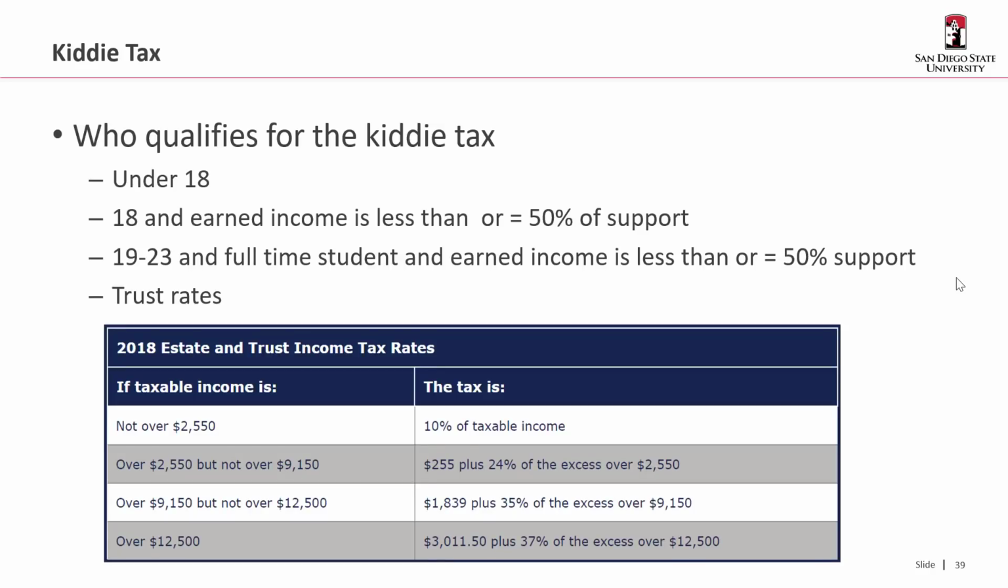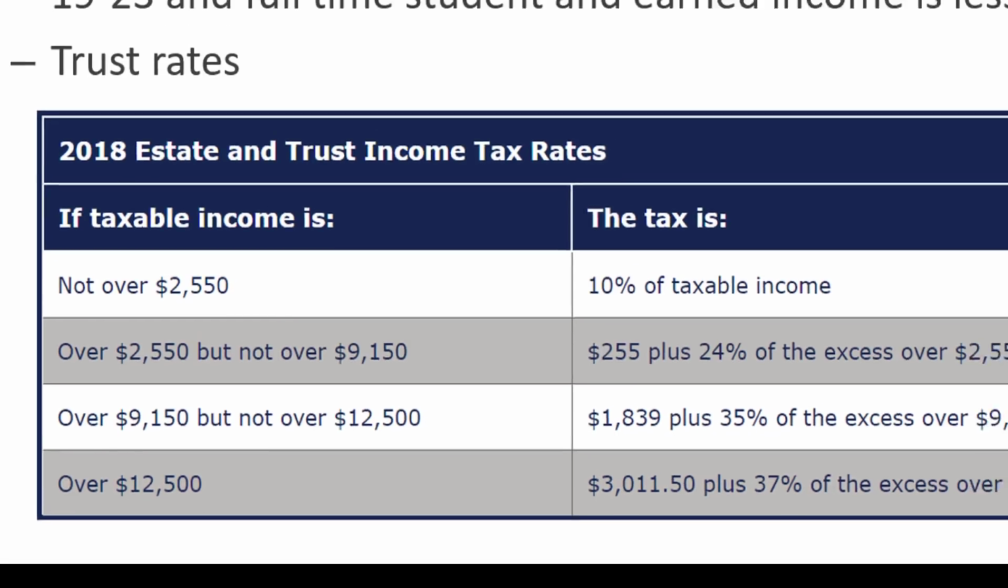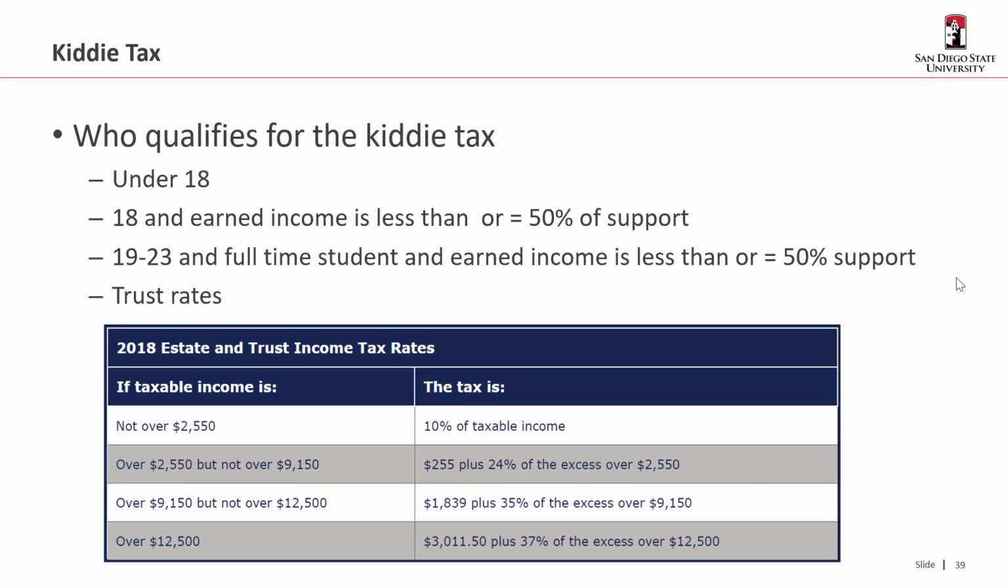As a reminder, here's the trust rate schedule, and you can see that you hit the top marginal rate of 37% at income of only $12,500. So the idea is you can't really shift your income into a trust and hope to shelter it. In fact, you're probably going to do just the opposite.